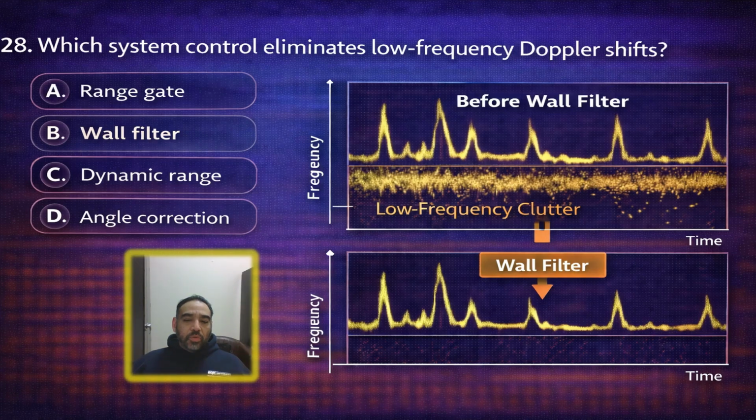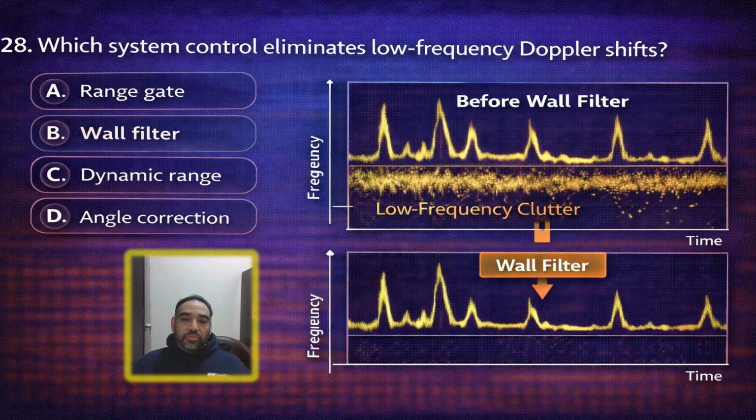All right, let's go to the next question. Which system control eliminates low frequency Doppler shifts? Answer A is the range gate, B is the wall filter, C is the dynamic range, and D says angle correction. The right answer for this one is the wall filter. The wall filter eliminates low frequencies. Remember, we talked about that. It eliminates low frequency Doppler shifts.